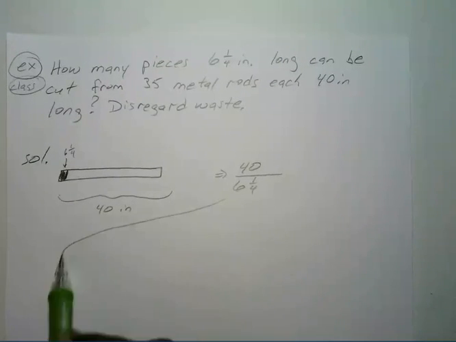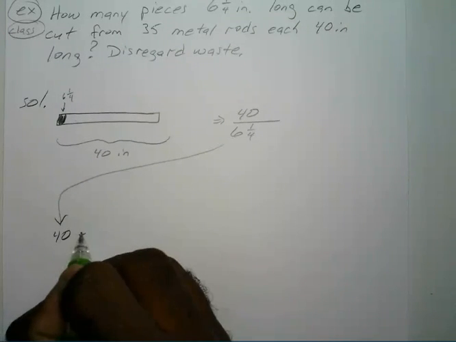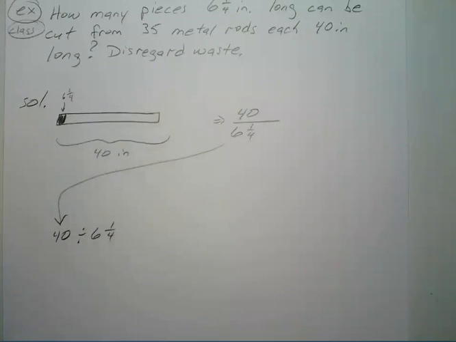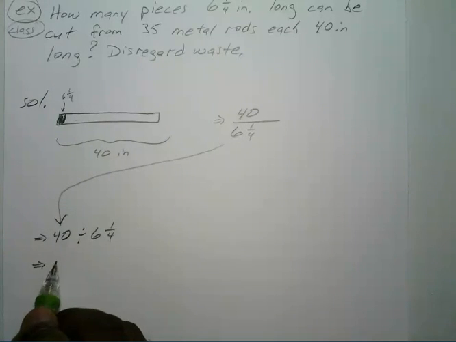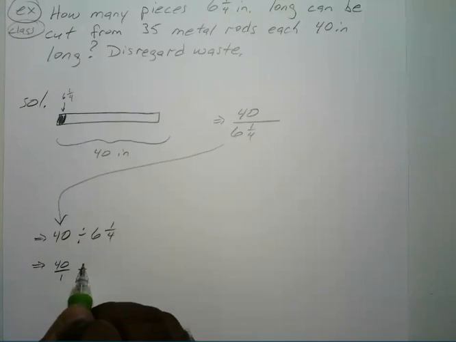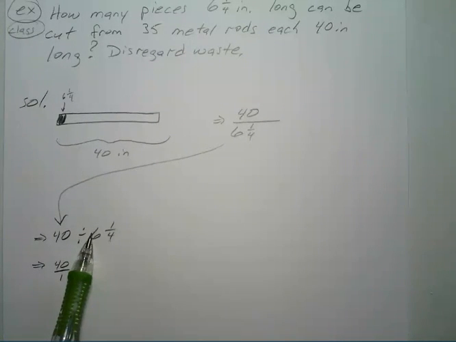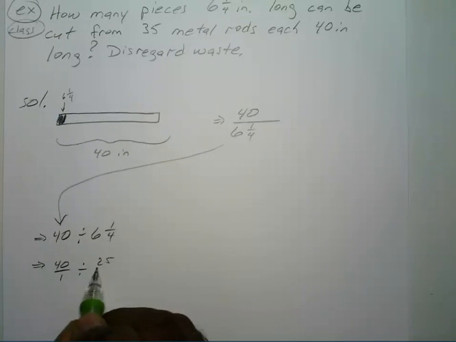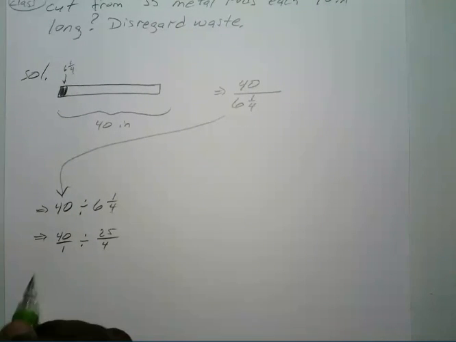Okay, so once again, we're going to move that down here because we're going to have a little more room to work with underneath. So that's 40 divided by 6 1/4. All right, so we're going to go ahead and convert both of those to fractions, well, improper fractions, to be complete. So we have 40, which is just 40 over 1, divided by, I'm going to turn this to an improper fraction, 4 times 6 is 24, plus 1 is 25, over 4.